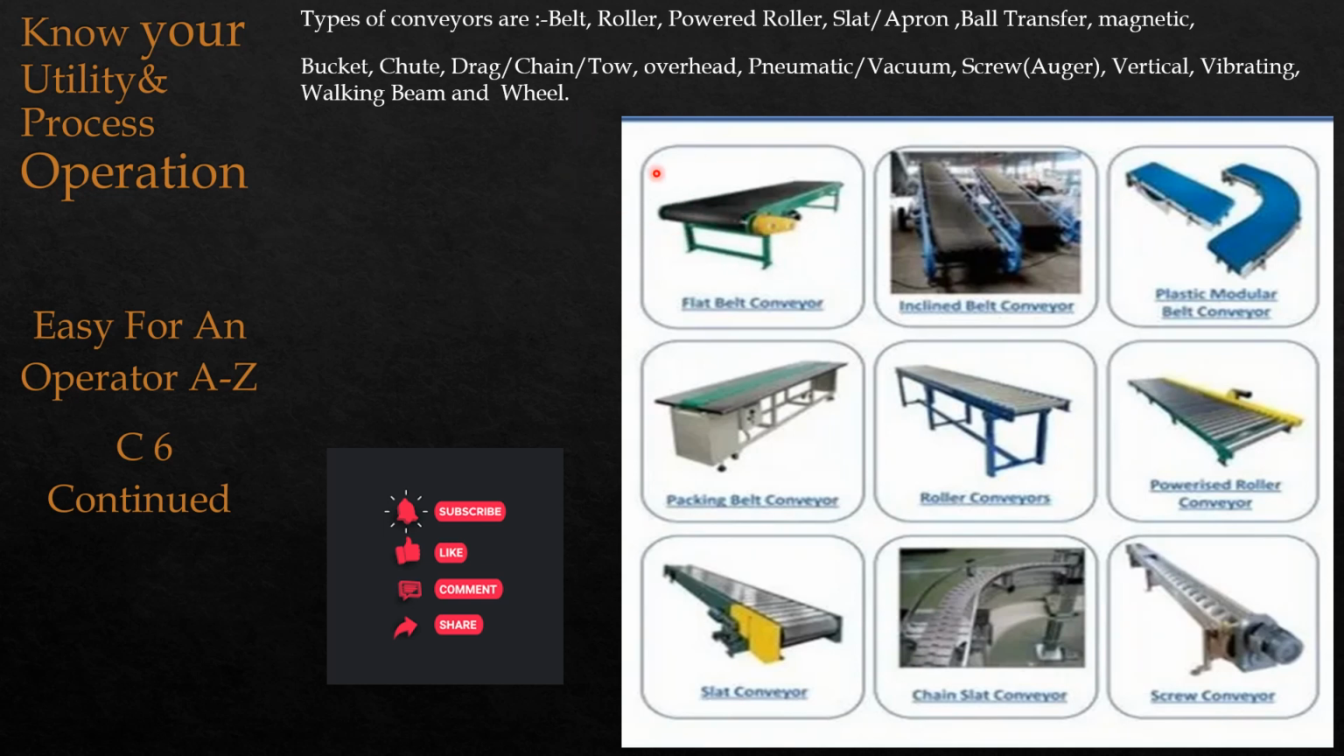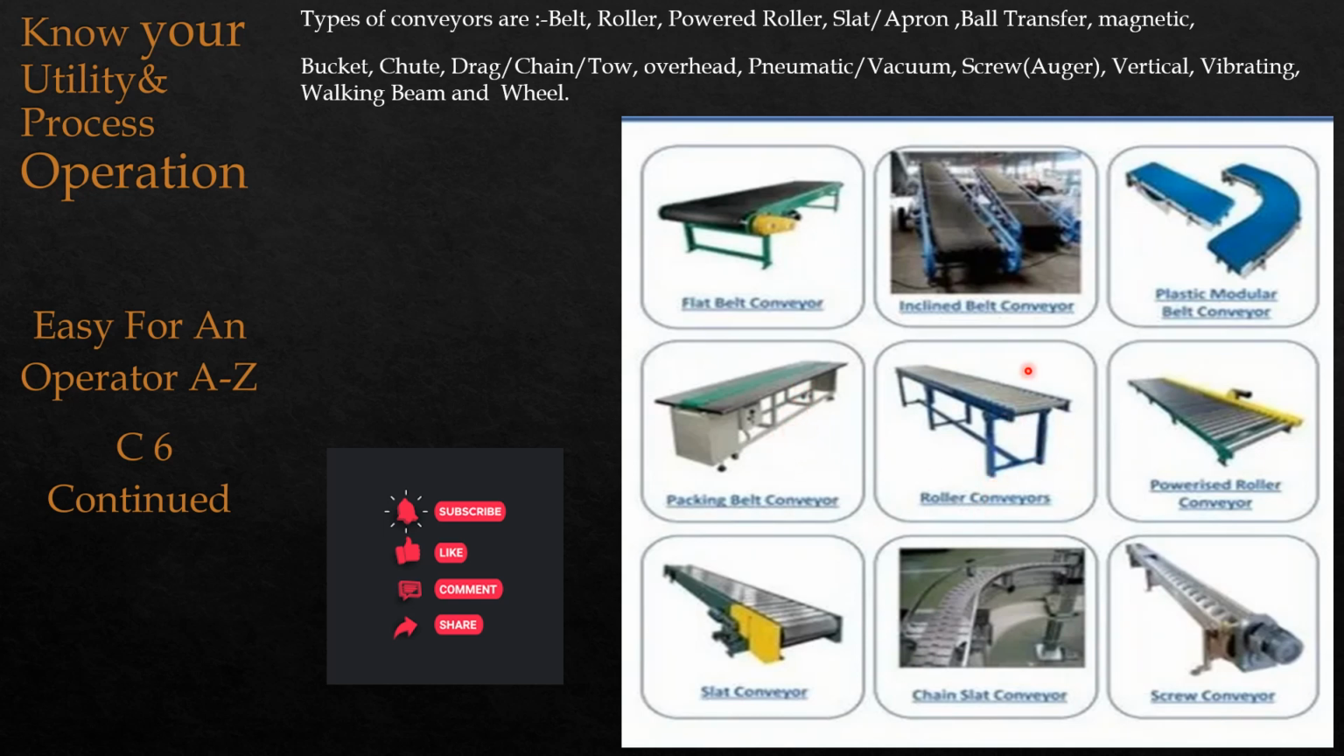This is a schematic diagram of some of the conveyors. This is a flat belt conveyor. The belt is used in horizontal and flat form, and this is an inclined belt conveyor. Here the inclination is there, from the product side to the storage, and it is normally used that way. This is a plastic modular belt conveyor, and this is the packaging belt conveyor used in airports.